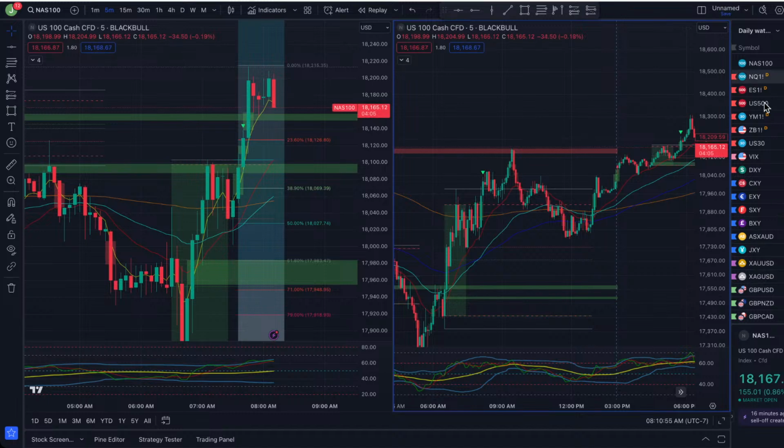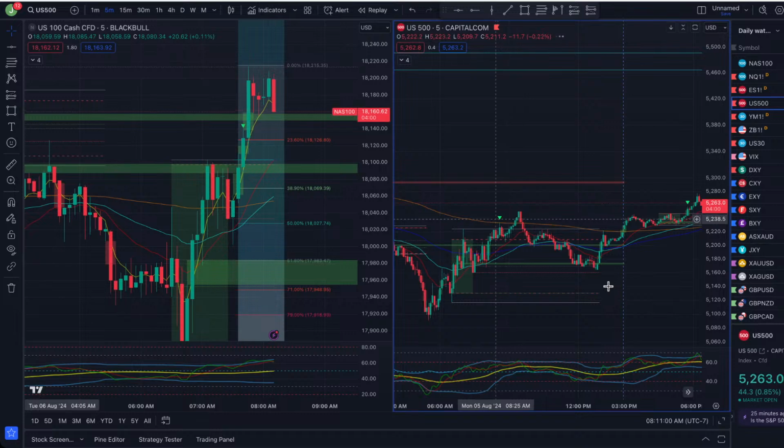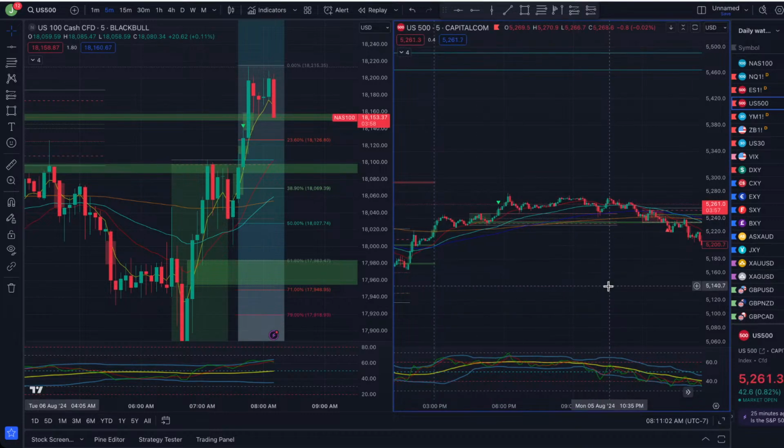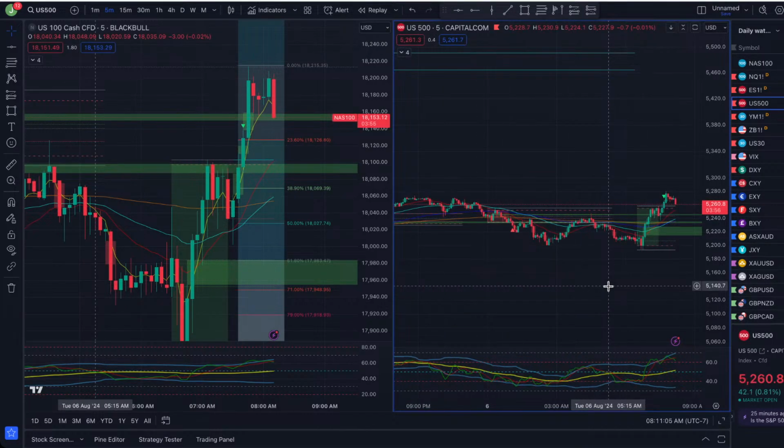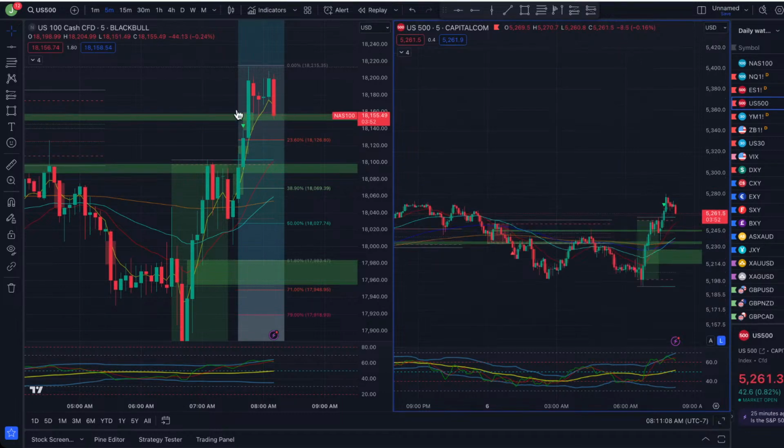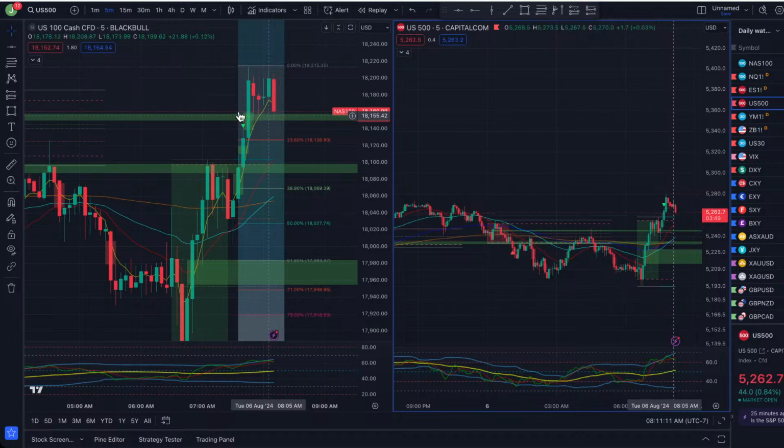Go back to US. Okay, slowly pushing down now. Think about that. For all the people that got in here, that would have taken out their stop losses right here. Okay, this is what we were waiting for.